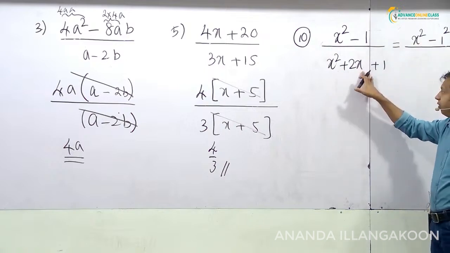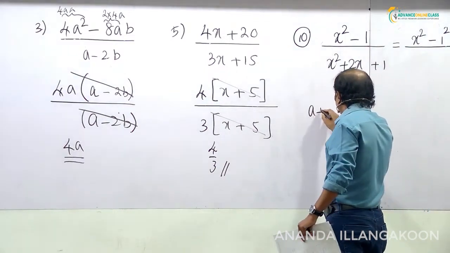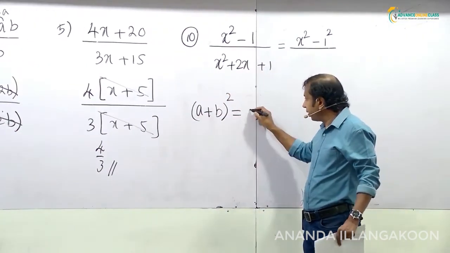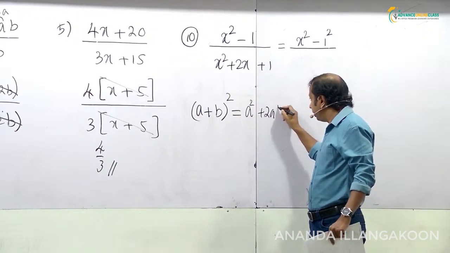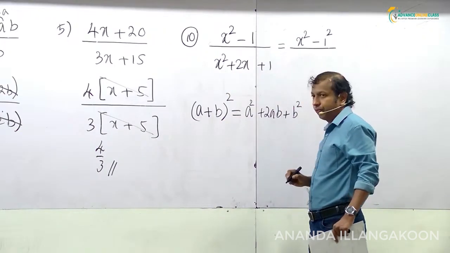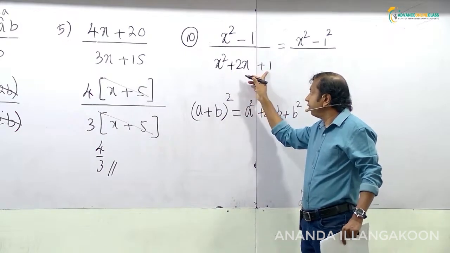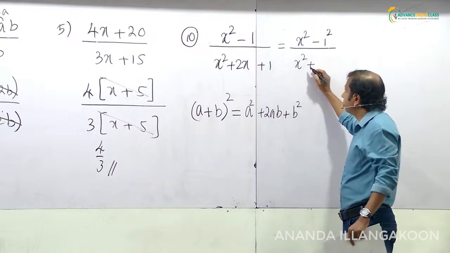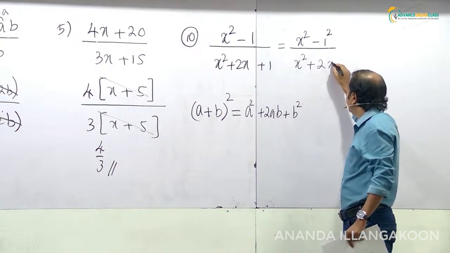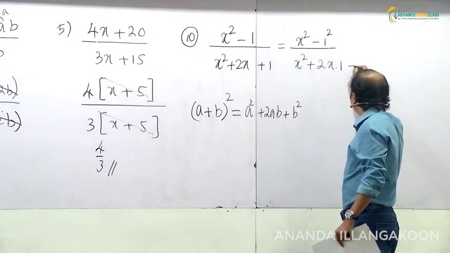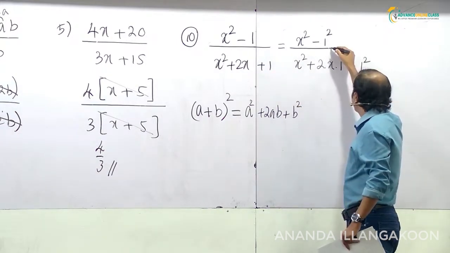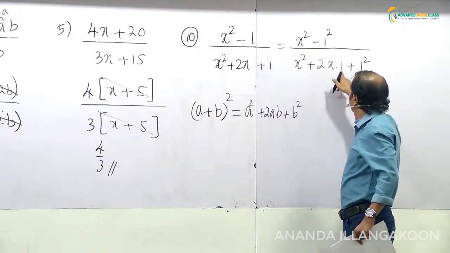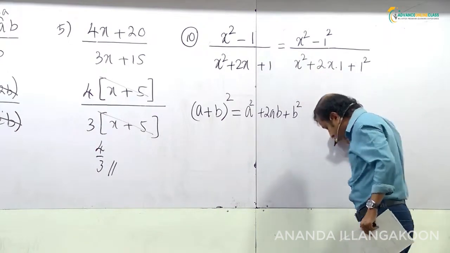Okay, people, last week we learned the expansion of (a + b) squared. What is the expansion of (a + b) squared? a squared plus 2ab plus b squared. Once you look at this one, you can see this is also like x squared, right? 2 into x into 1, I can write as 2x. This 1 I can write as 1 squared. Correct, no? 2 into x into 1 means this 2x comes in. 1 squared is 1, here x squared, right?